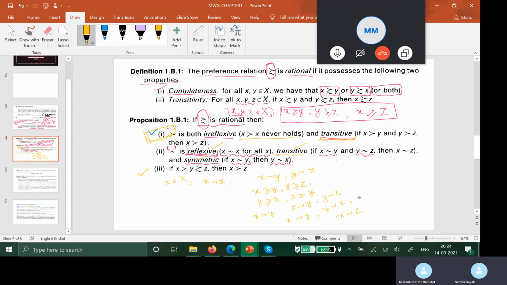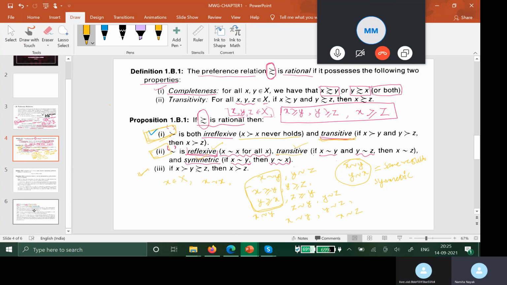Now you can also see from here, if x is at least as good as y and y is at least as good as x, that means they are indifferent, right? Whether it is x indifferent to y or y indifferent to x, that gives you the same result. So it means that they are symmetric. So this proposition is also proved.